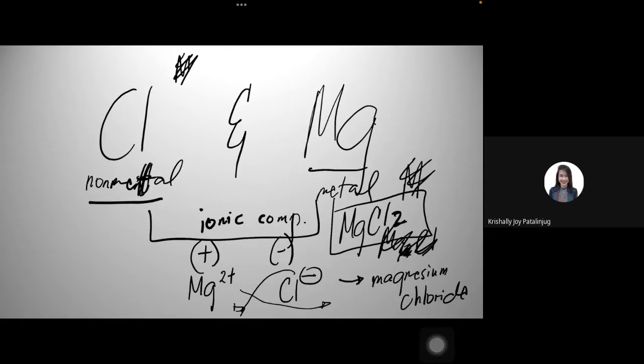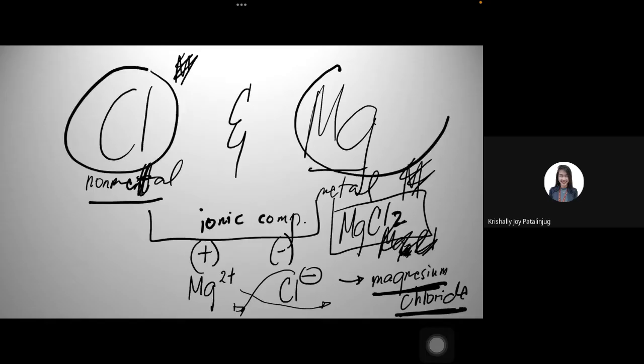So expect these kinds of questions, okay? I will not give you the names. For example, I will not say, give the chemical formula of magnesium chloride. Okay, so expect this kind of question during the online assessment.